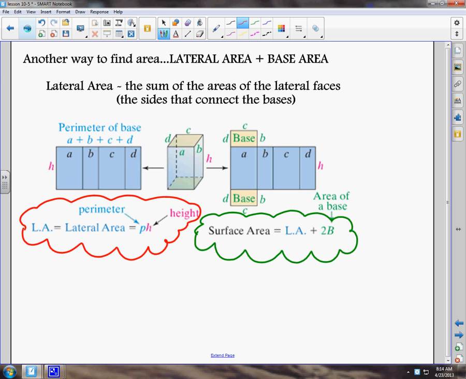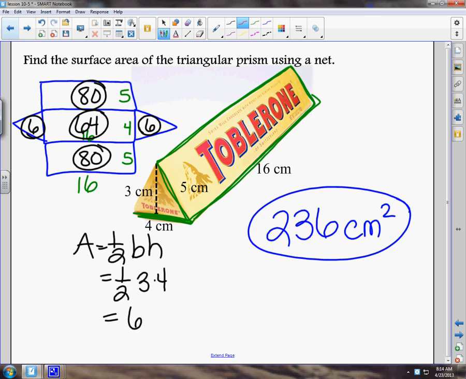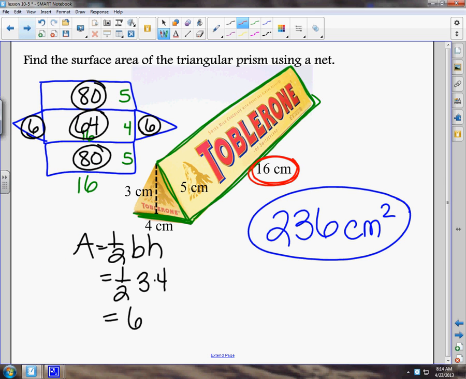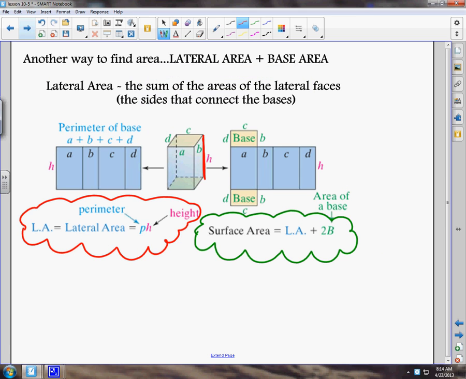Now, to figure out the lateral area, you're going to want to write this down too. You do the perimeter times the height. The height of a prism is, if I go back to the Toblerone box, it would be 16, or if I go back to my shoe box, it's 20. The height is how tall it is if you stood it up on its base. Here's the height. And then the perimeter, I'm just going to add up A plus B plus C plus D. So I add up the perimeter of the base and then multiply it by the height. That would get me my lateral area.